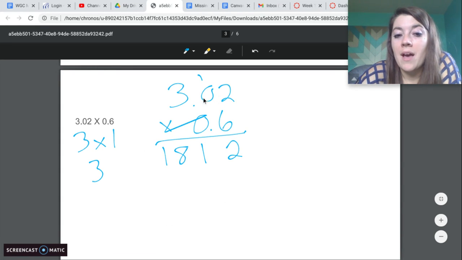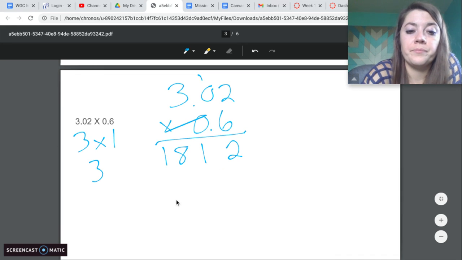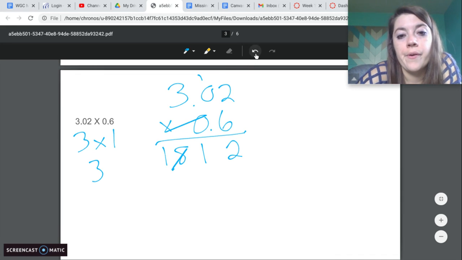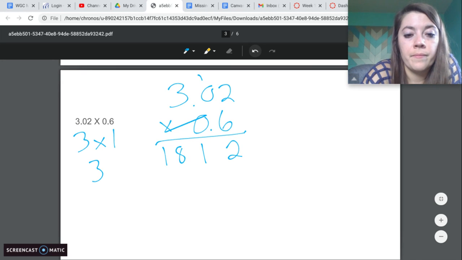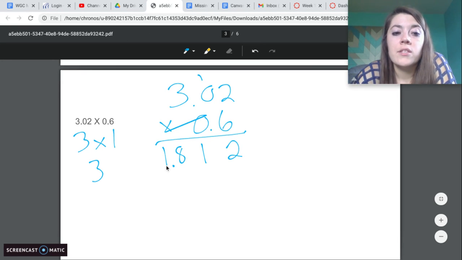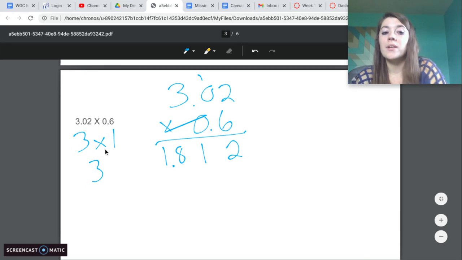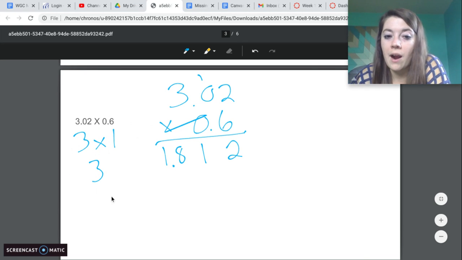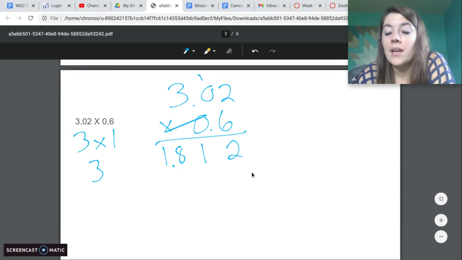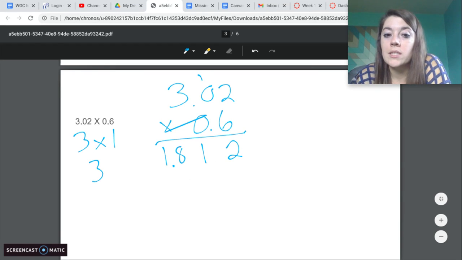So we look at how many places we have after the decimals. We have 1, 2, 3. So we're going to move it 1, 2, 3. So our decimal goes right there. So we end up with 1.812. So 3.02 times 0.6 is 1.812. Now remember, this was rounded up, so that's why it's more for our estimate. So our product is 1 and 812 thousandths.